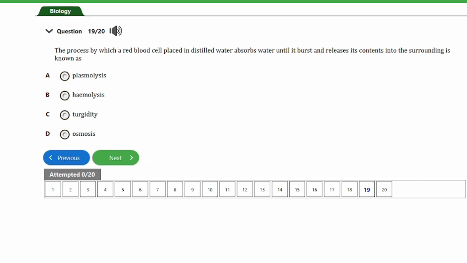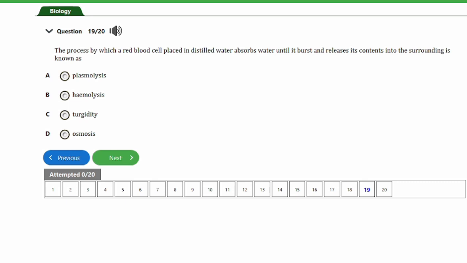So let's consider the next question. Question number 19. It says the process by which a red blood cell placed in distilled water absorbs water until it bursts and releases its contents into the surroundings is known as A, plasmolysis, B, hemolysis, C, turgidity, D, osmosis. So guys, the answer to this question is option B, and that's hemolysis.